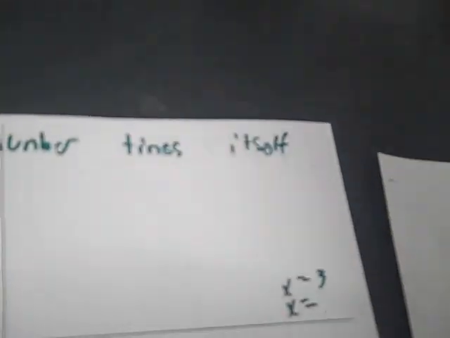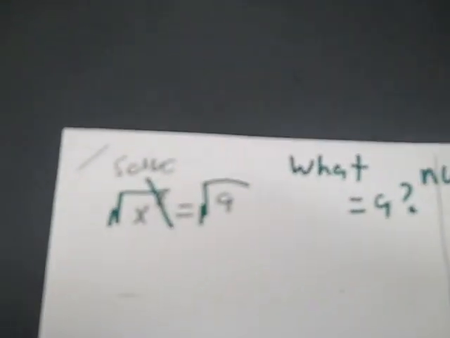Now, 9 is on the list, and that's 3 times 3. So the square root of 9 is 3. Now you're like, well, what's my other answer? Well, the first answer is 3 because 3 times 3 is 9. The other answer is negative 3, because negative 3 times negative 3 is also 9. Okay? That's all you do.